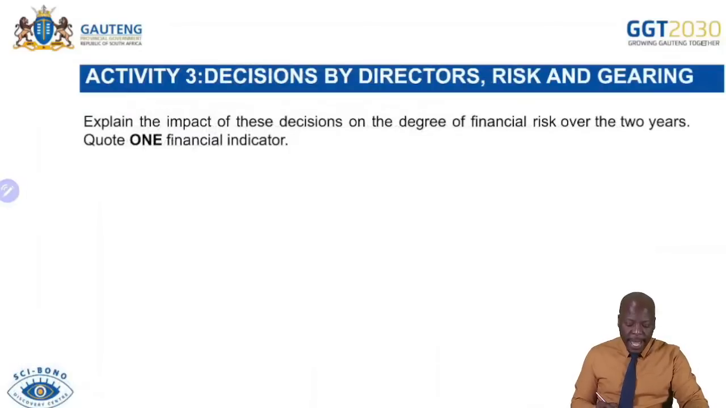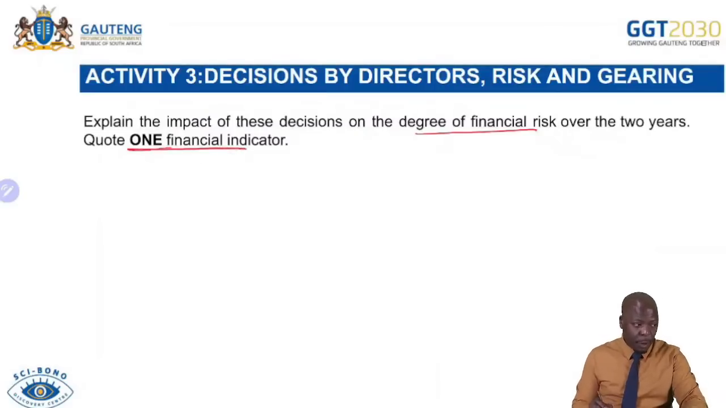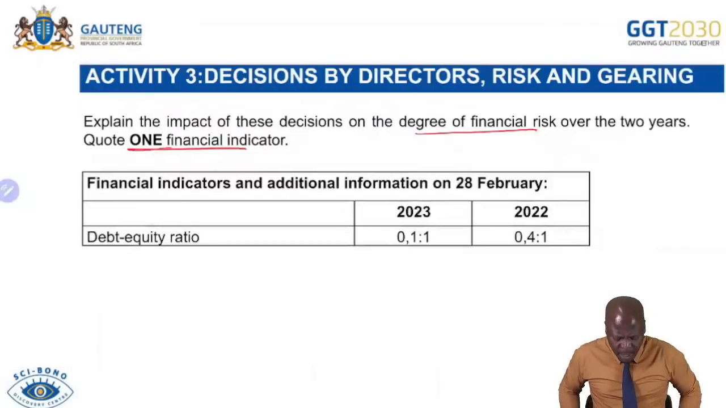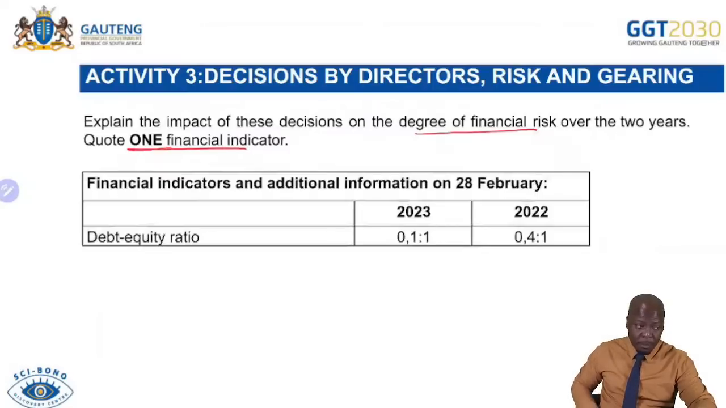It says, explain the impact of these decisions on the degree of risk, or financial risk over the 2 years. Quote one financial indicator. All right, so we want to explain the impact of these decisions. Okay, let's see what information we are provided with. We are given the debt equity ratio, which is 0.4:1 in 2022. And then in 2023, it is 0.1:1.